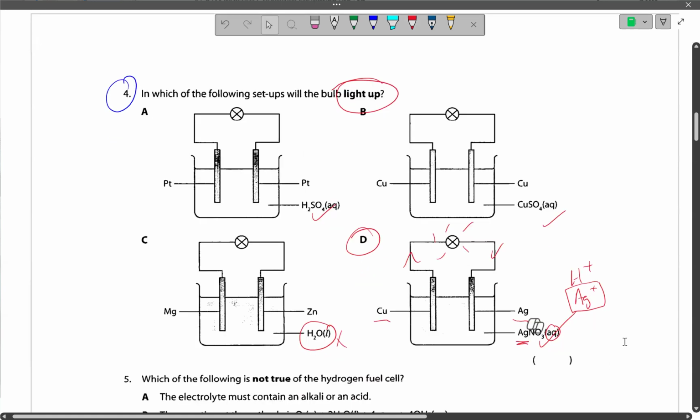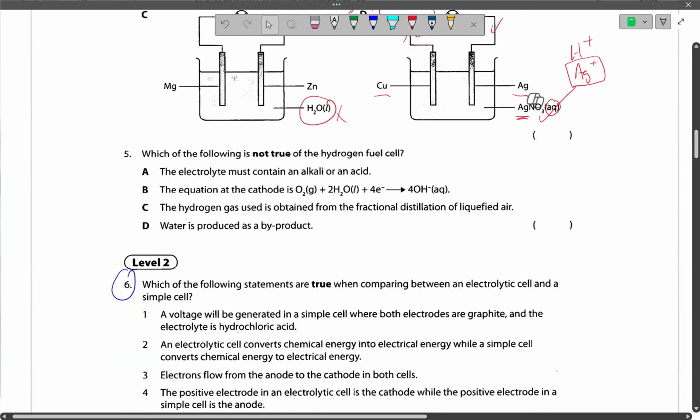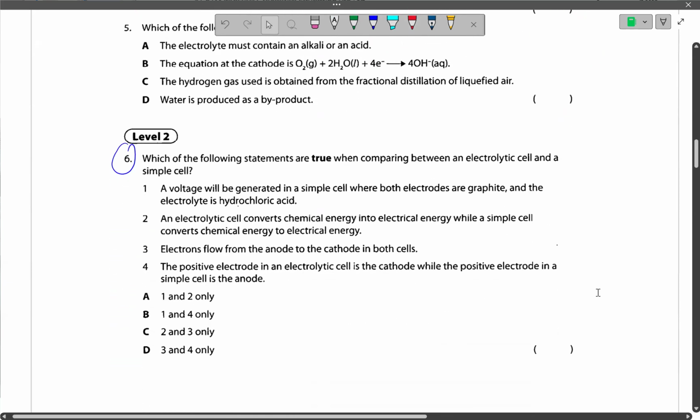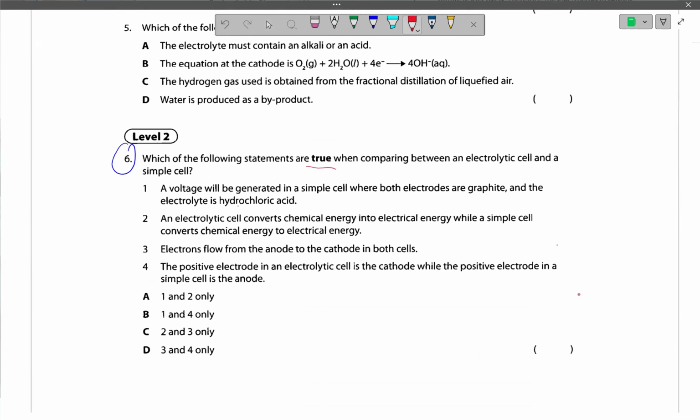Okay, the next question will be question 6. Which statements are true comparing an electrolytic cell and a simple cell?